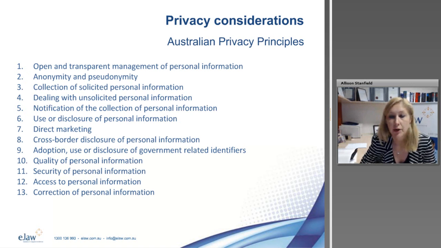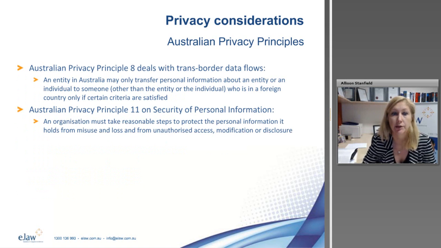So the 13 Australian Privacy Principles are set out here. 1, open and transparent management of personal information. 2, anonymity and pseudonymity. 3, collection of solicited personal information. 4, dealing with unsolicited personal information. 5, notification of the collection of personal information. 6, use or disclosure of personal information. 7, direct marketing. 8, cross-border disclosure of personal information. 9, adoption, use or disclosure of government-related identifiers. 10, quality of personal information. 11, security of personal information. 12, access to personal information. And lastly, 13, correction of personal information.